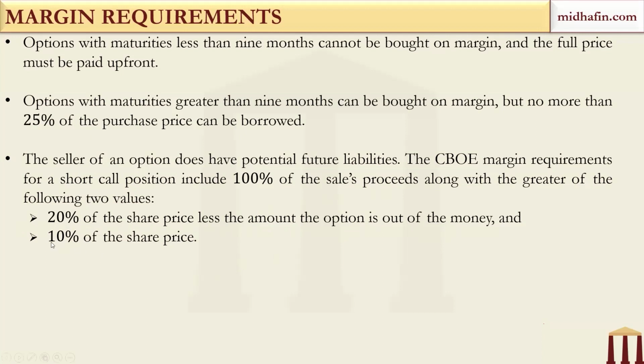The second calculation is to calculate 10% of the share price, simply a flat 10%. Then you compare these two. Whichever is greater will be considered. So 100% of the sale proceeds plus the greater of these two will be added, and that will be your margin requirement. In practice, the money you have to pay from your pocket into your margin account is actually the greater of these two, since 100% of the sale proceeds is received from the call option buyer.